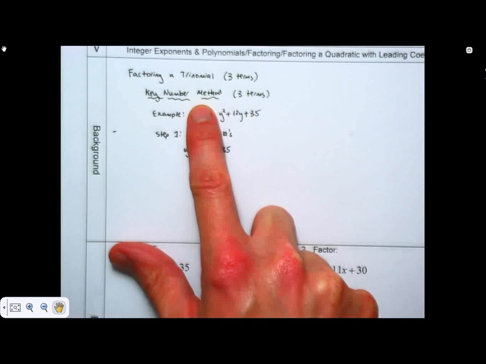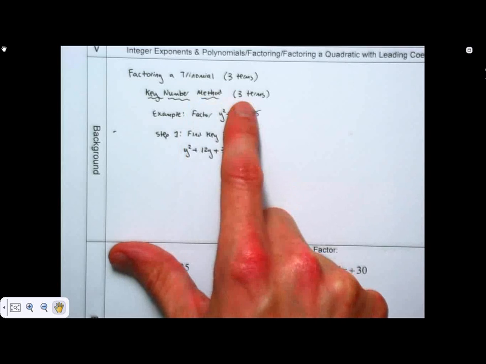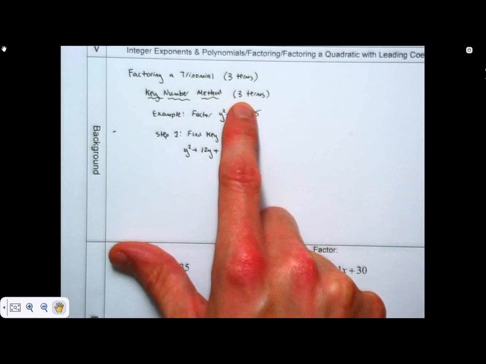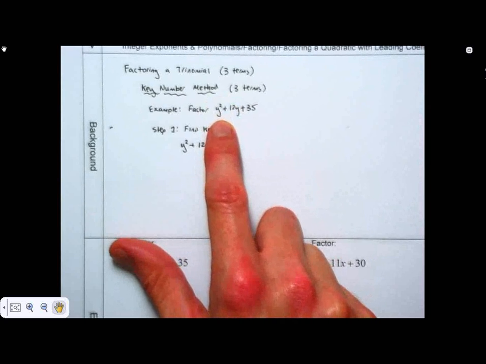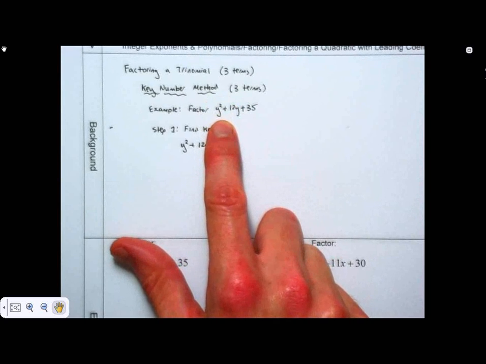What I want you to be aware of is that the method we use for factoring always depends on how many terms we're talking about. In this case, since we're talking about three terms, that's what motivates me to use the key number method. So let's start with an example. We've got y squared plus 12y plus 35, and we're supposed to factor that.